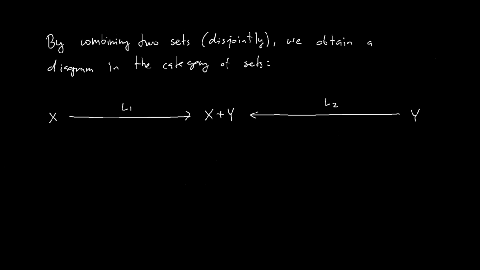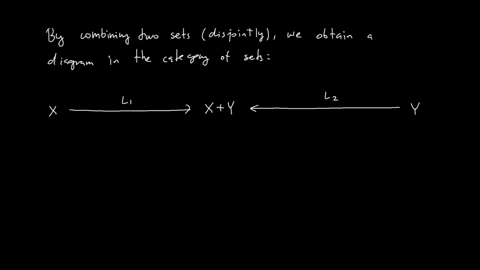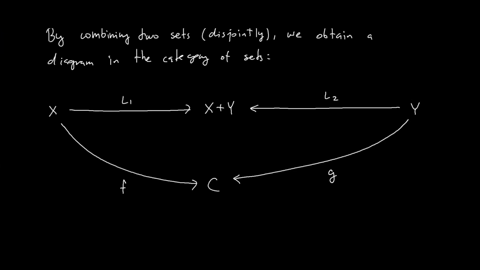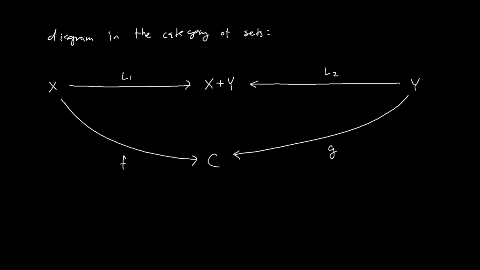Now, this diagram has a very interesting and special property. It is, in a sense, a universal diagram. It's a diagram that's universal among all other similar diagrams. And by universal, I mean that if I have another similar diagram, given by some set C and some functions f and g, there will be a unique way to connect x plus y and c by an arrow.